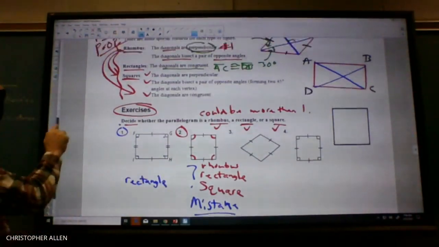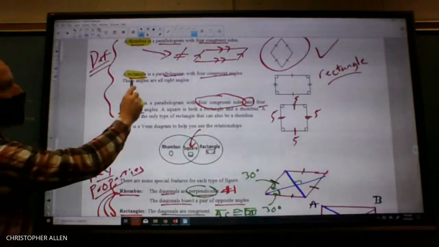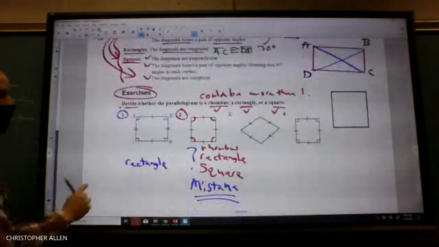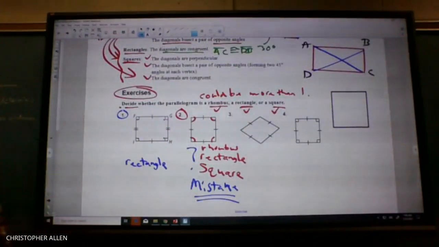Is that a rectangle? Let's go back up and look at our definition of a rectangle. A rectangle is a parallelogram with 4 congruent angles. Would you agree that we have 4 congruent angles here? Yes. Okay.